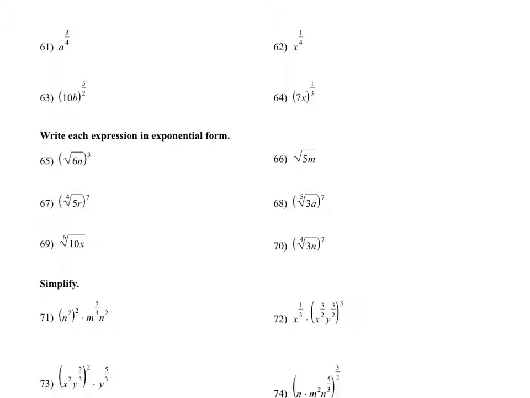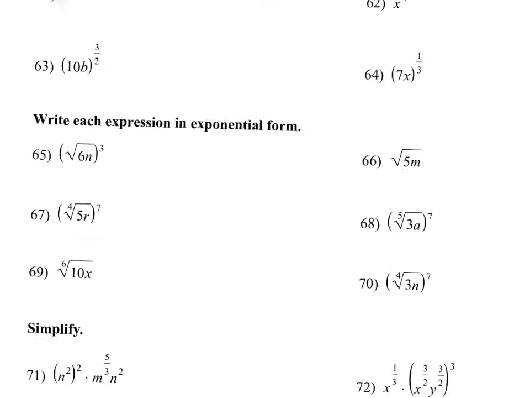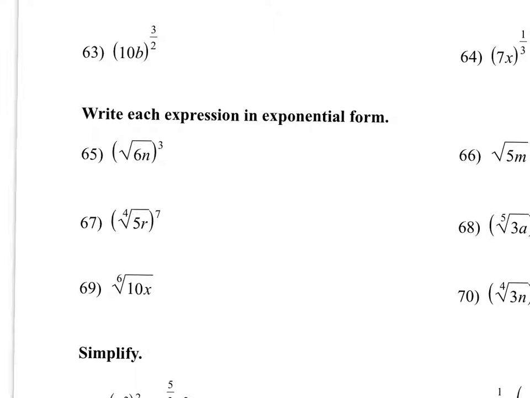If I go to the next page and we go to number 65, now we're just going the other way. So here's what I have. I have the square root of 6n to the 3rd power on the outside. Now remember, the index with square root is 2 here. So this is going to be, we take what's under here, 6n, and it goes in parentheses. Okay, and then we're going to put a fractional exponent on there. We're writing in exponential form with fractional exponents.